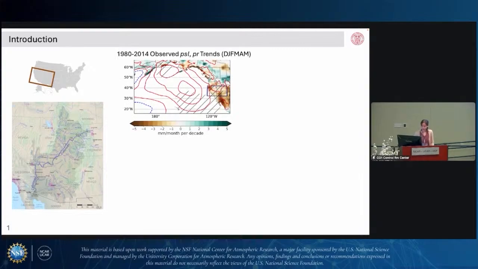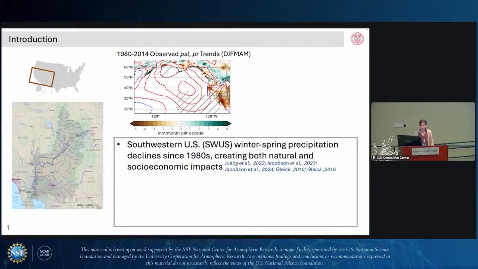And in the past, from 1980 to 2014, in the main precipitation season, DJF and MAM, winter and spring, there has been an observed precipitation decline over the Southwest, and it corresponds to the increasing sea level pressure over the Aleutian Low region, which we show as the red contour lines over the North Pacific. And the precipitation decline for this region specifically has created a lot of social and economic impact.